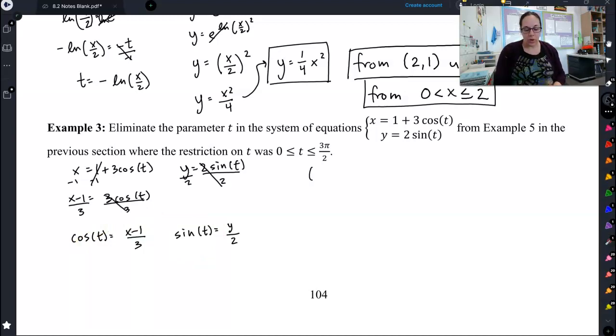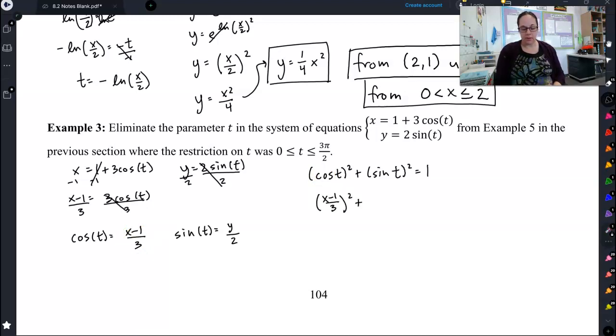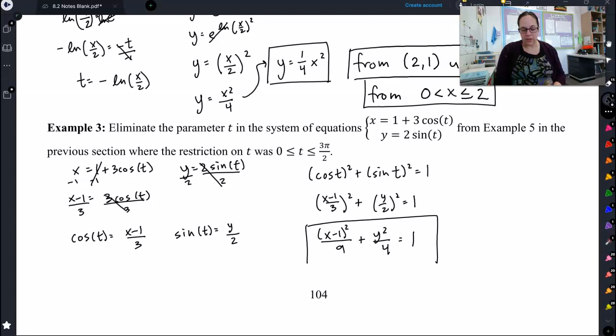Now here's why. We know that one of the most popular equations that we use in 1060 is this. Sine squared plus cosine squared equals 1. Or in this case, cosine of t squared plus sine of t squared equals 1. So what I'm going to do is take this equation and plug it into the cosine portion. Then I'm going to take this equation, plug it into the sine portion. And now I'm going to simplify this. So I'll square the top and bottom. And here's my equation.